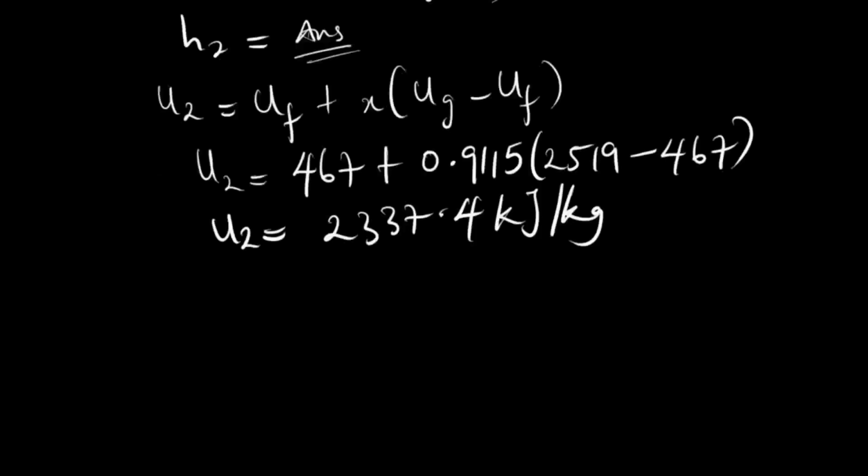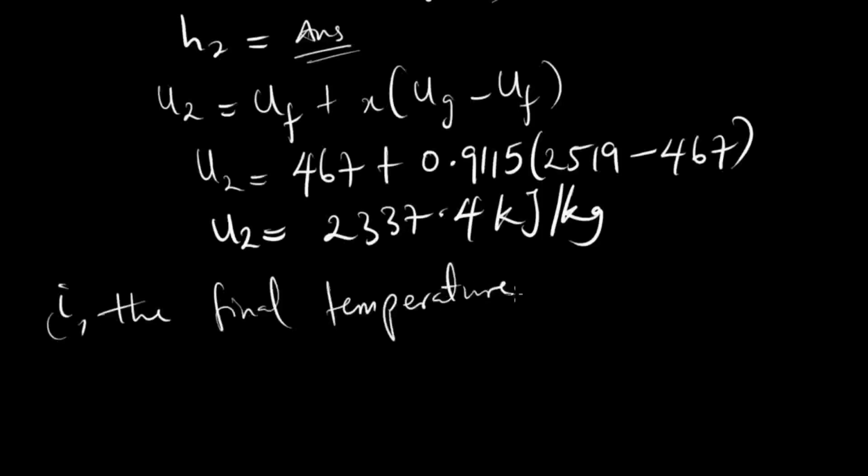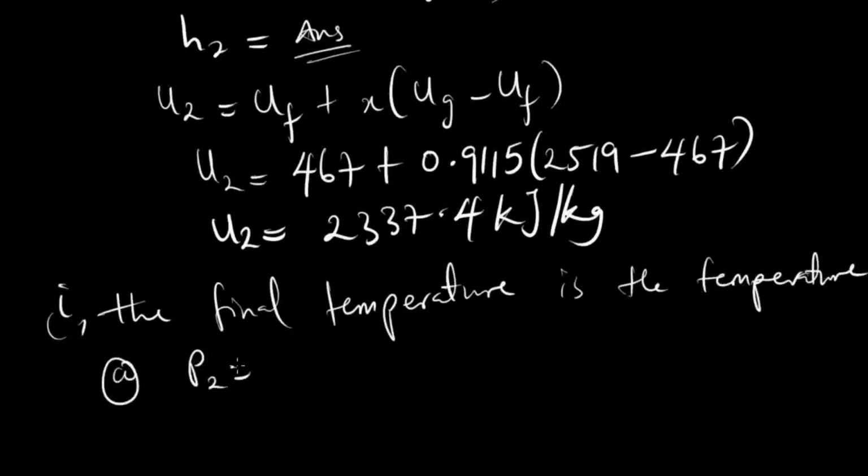So they said find the final temperature. The final temperature is the temperature at P2 equals 1.5 bar from the table, which is 111.4 degrees C.